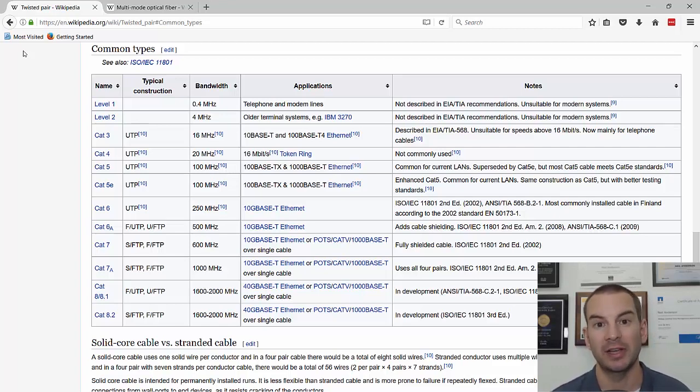And you still will find some offices that have got Cat5 cable in there. If you want to carry 10 gigabit Ethernet, then the minimum is Cat6 cable. So Cat5 and Cat5e can go up to gigabit Ethernet. Cat6 supports 10 gigabit Ethernet.